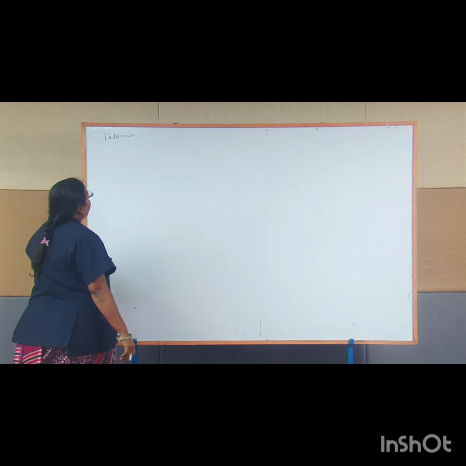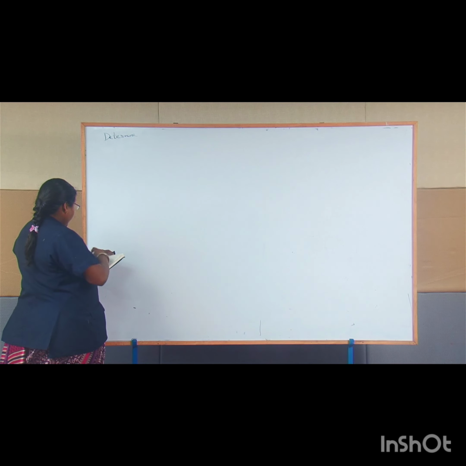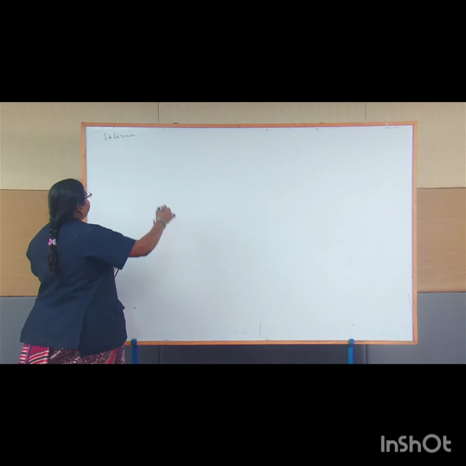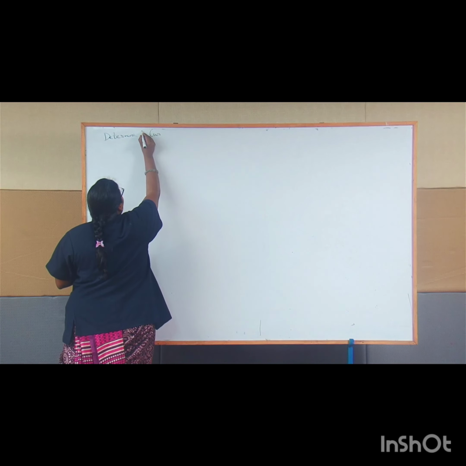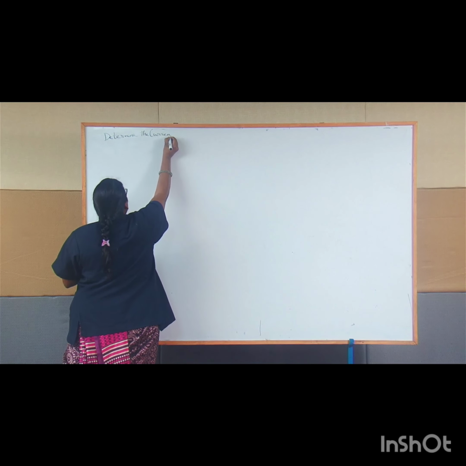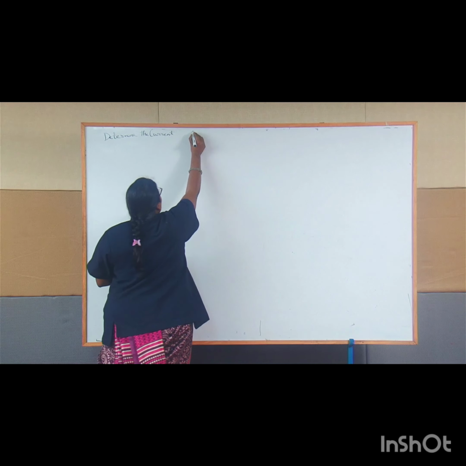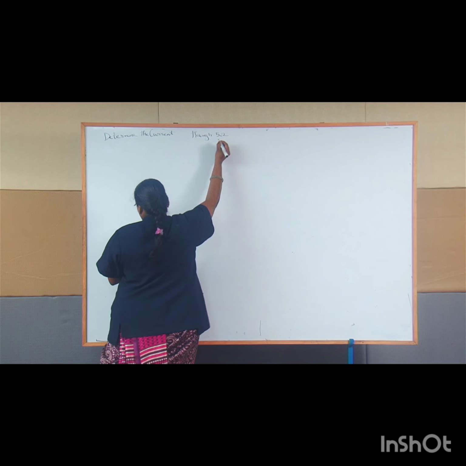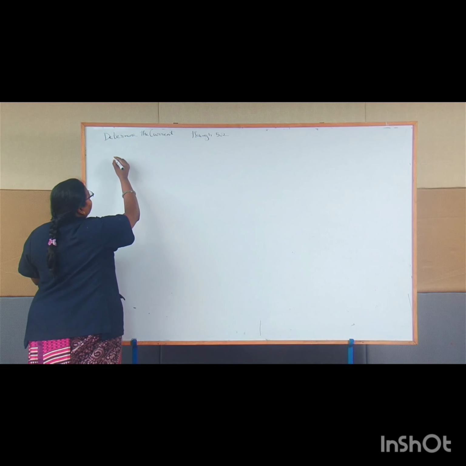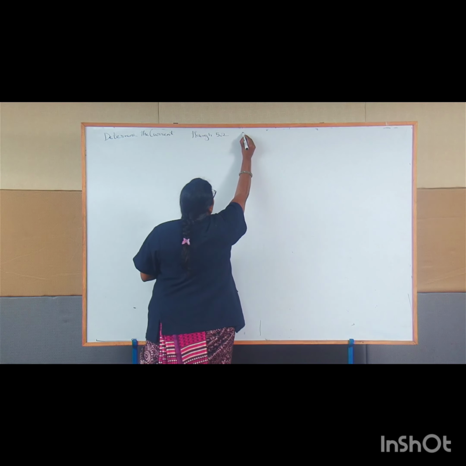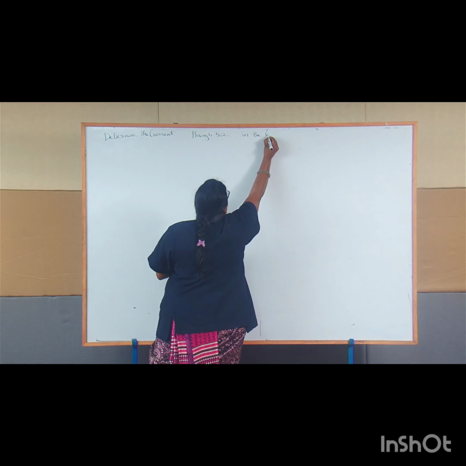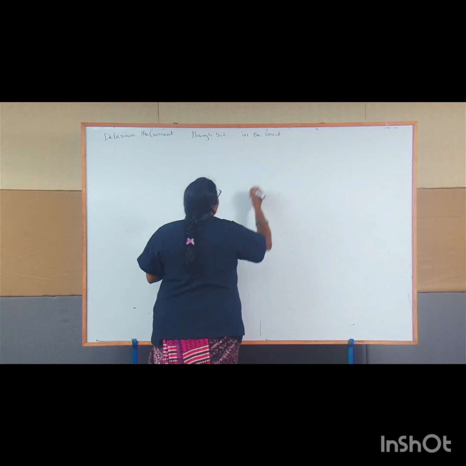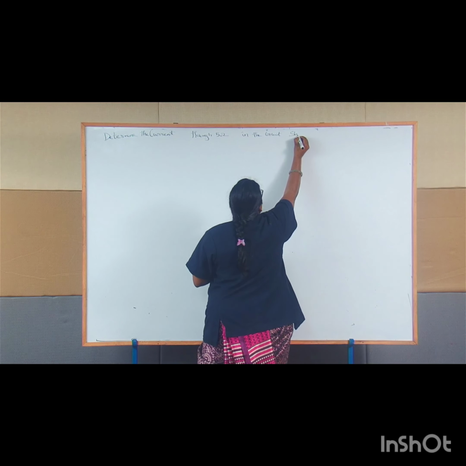So we are going to solve a 3 loop problem using 3 loops. Determine the current through the 5 ohm resistor in the circuit shown in the figure.